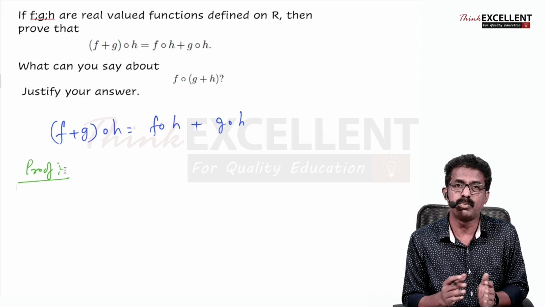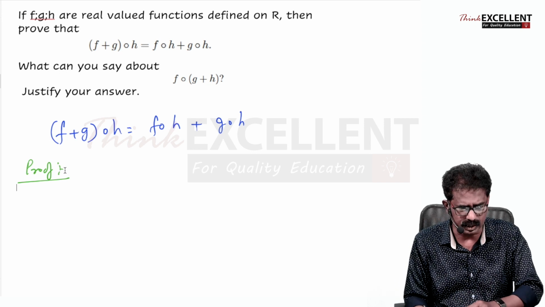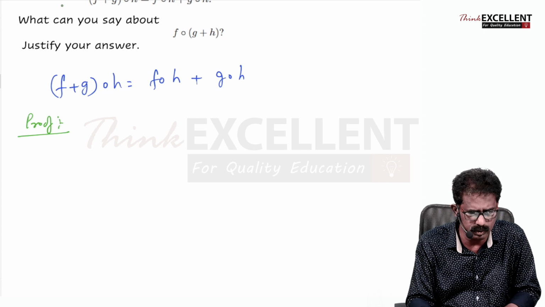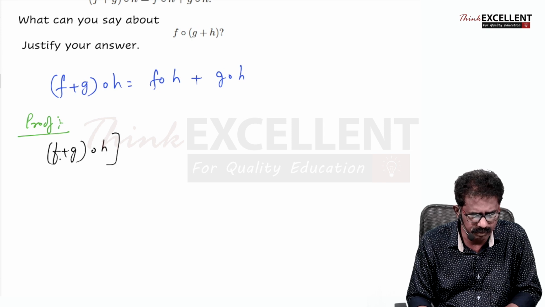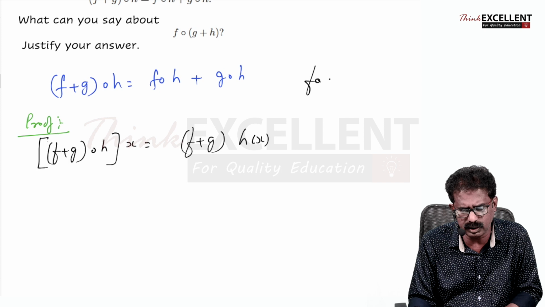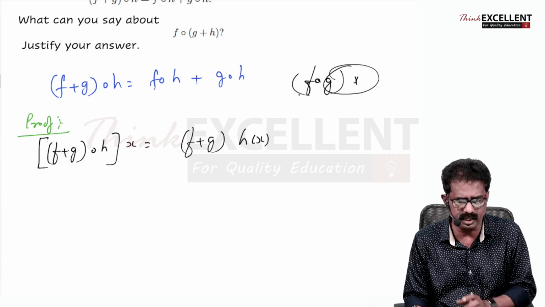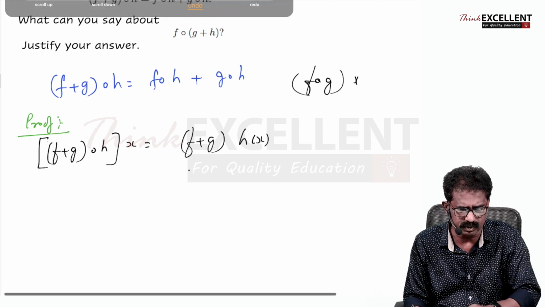So to find f composition g of x, what do we do? We take f of g of x, right? Okay, here also same thing. So what I'm going to do, f plus g composition h of x, that is f plus g of h of x. Okay, so f composition g of x means f of g of x. We take that part first, right? So here h is here, so you take what? h of x. Okay, we take h of x.